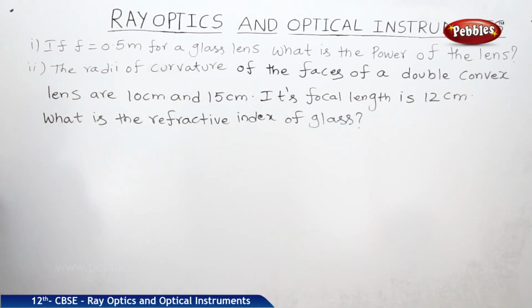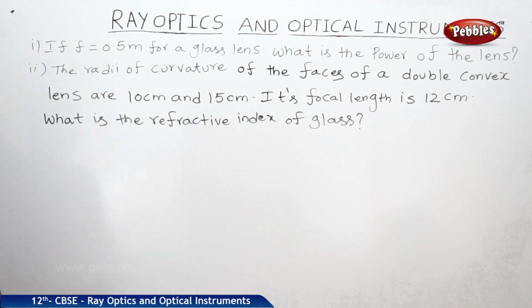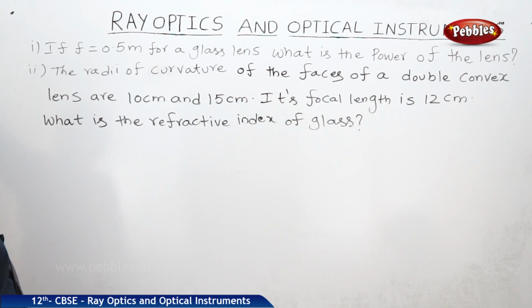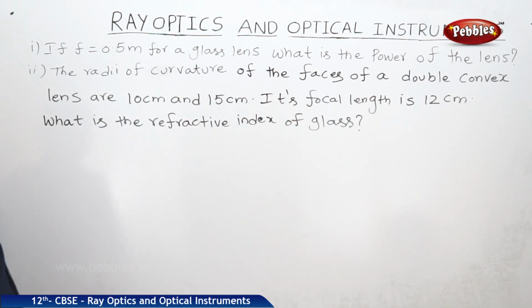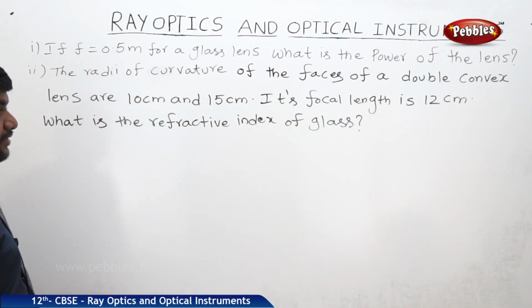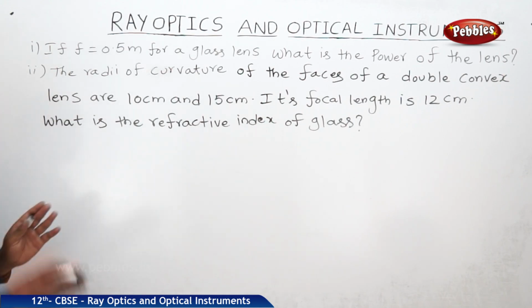Now we'll see one problem with respect to the focal length and power of the lens. See the first bit: if focal length f is equal to 0.5 meters for a glass lens, what is the power of the lens? And the radii of curvature of the faces of a double convex lens are 10 centimeters and 15 centimeters. Its focal length is 12 centimeters. What is the refractive index of the glass? These are two different problems.